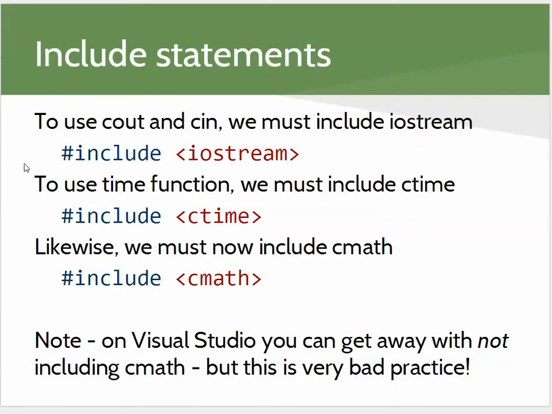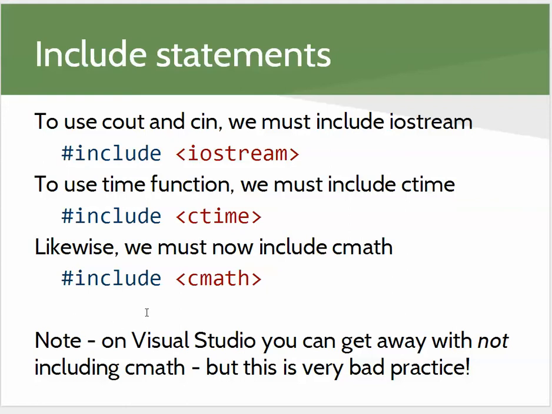In order to use the cmath library, just like we include ctime to use the time function, we have to include that. We're going to do a pound include cmath. That's in addition to iostream. Perhaps that's in addition to ctime, although that's not required. We only need ctime if we're using the time function.